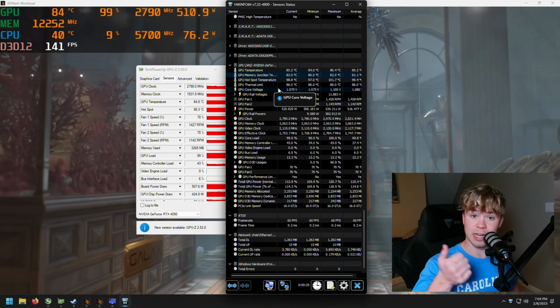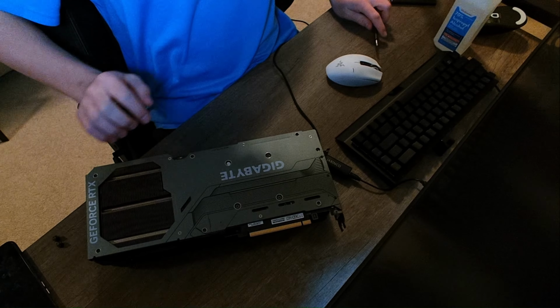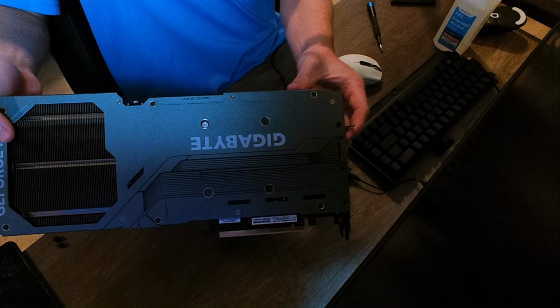So now what I'm going to do is take the 4090 out, and then we're going to go through tearing it apart. Here is the RTX 4090. It is out of the PC now.